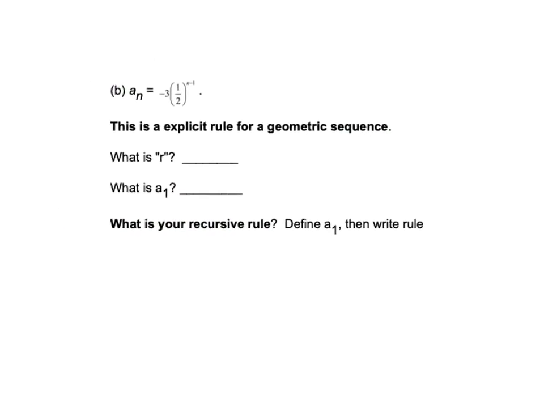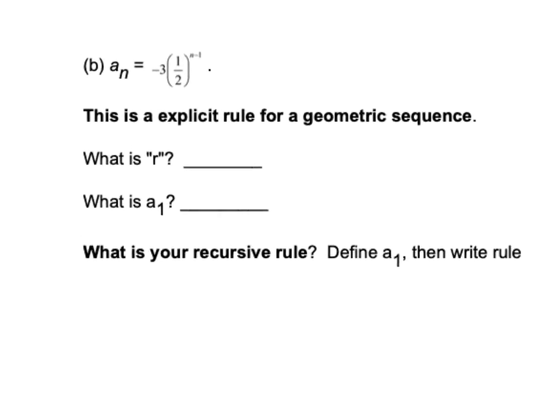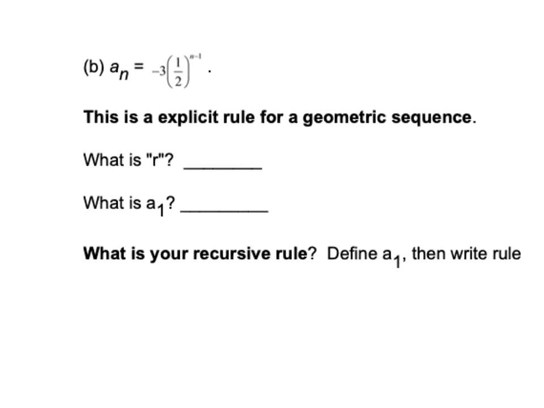Okay, here's a geometric one. We have an explicit rule, and geometric is always a little bit easier. We want to write a recursive rule. Anytime we do these, we need to know what our common ratio is and our first term, and the formula for a geometric sequence has that right in there.